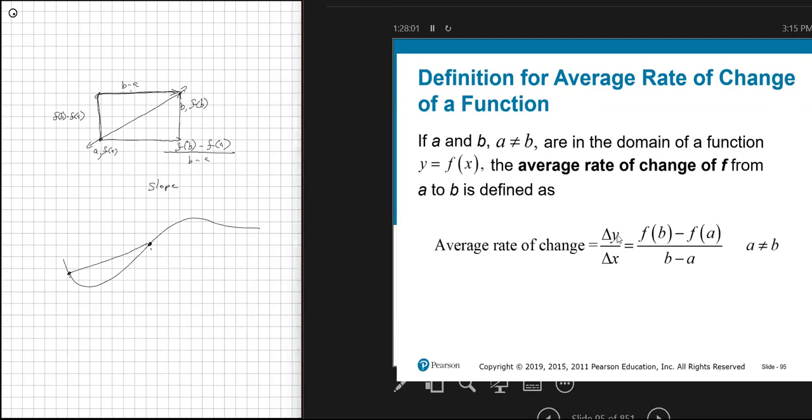Well, what's the slope of the line that contains the 2 points? And that's how we find it. Notice they say A and B can't be the same value, because then that means we're dividing by 0. So that's why we can't have A and B be the same.